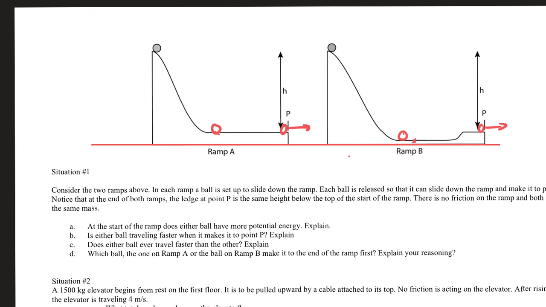So I think the ball on ramp B has the chance to make it across sooner, because for the time that it's traveling along the bottom, it's traveling faster.